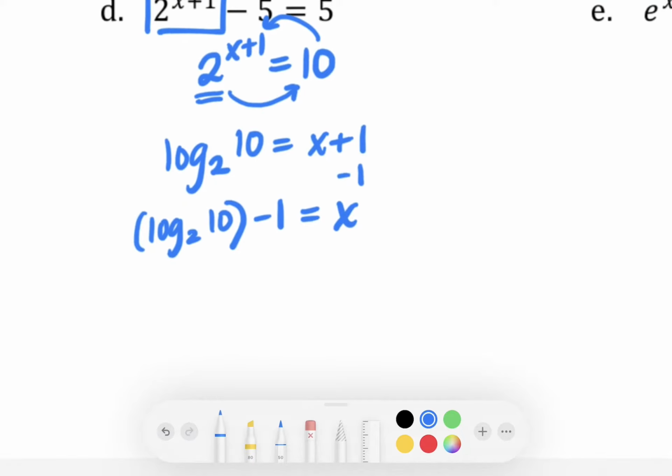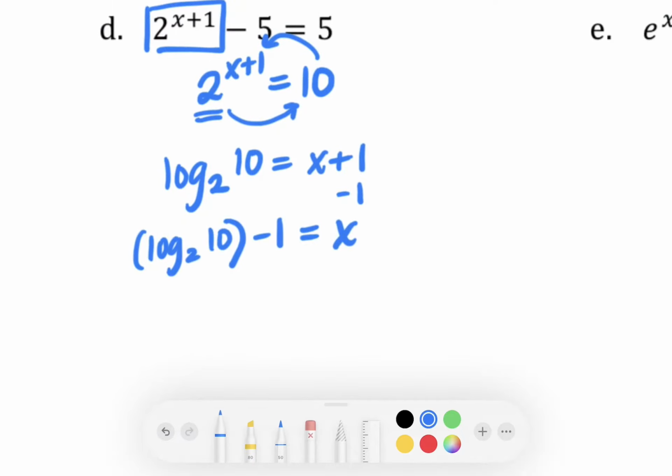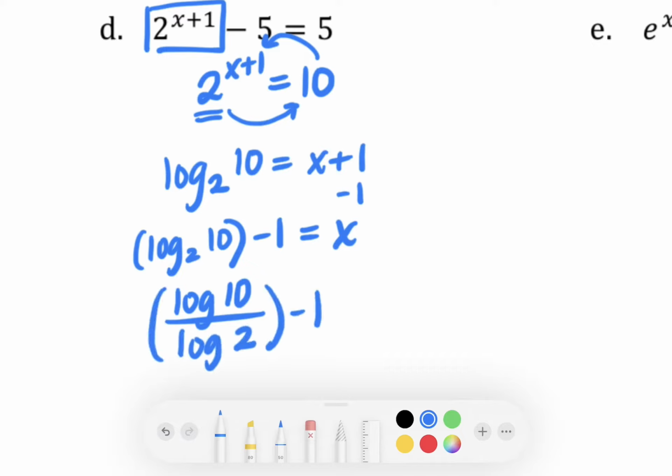We've solved for it. Now let's just put it in our calculator. If your calculator is not the fanciest calculator in town, you're going to have to use the change of base formula, which means we do the log of 10, that's our argument, divided by the log of 2, our base, and then subtract 1. So I'm going to do that now, and like I said before, you can either do log or ln, it doesn't matter.